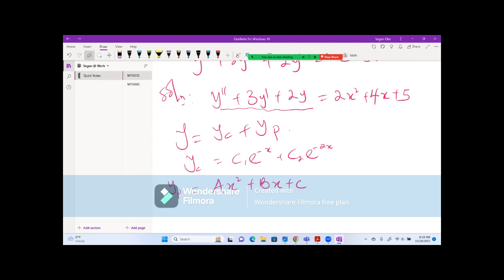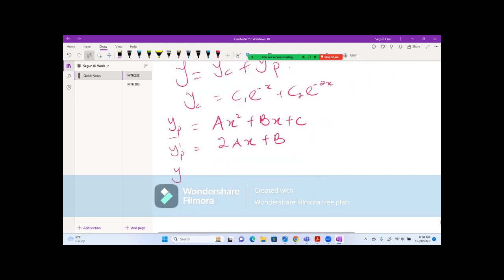Our equation is y prime prime, meaning you are going to differentiate your yp twice. The first one is representing y. The second one will be yp prime. Let's differentiate this. What do we have? We have 2ax plus b. Then when you differentiate it twice, what do we have? You have it to be 2a. So you have it to be 2a.